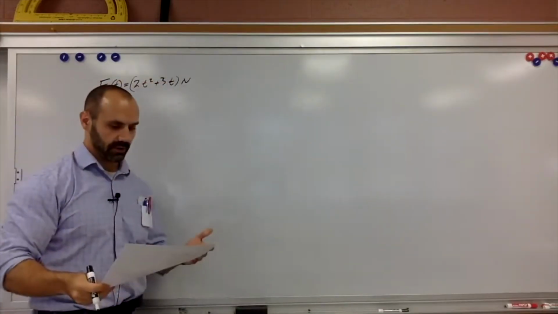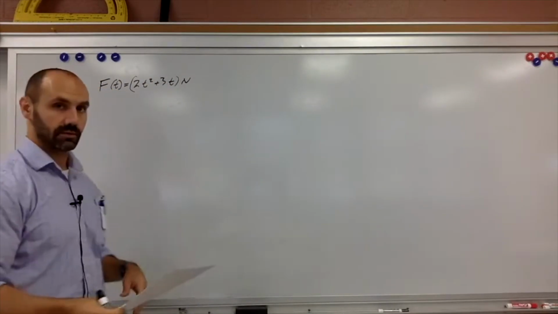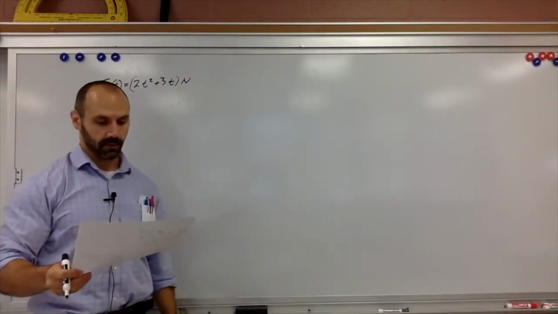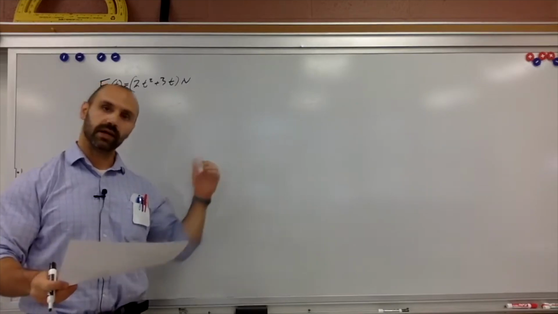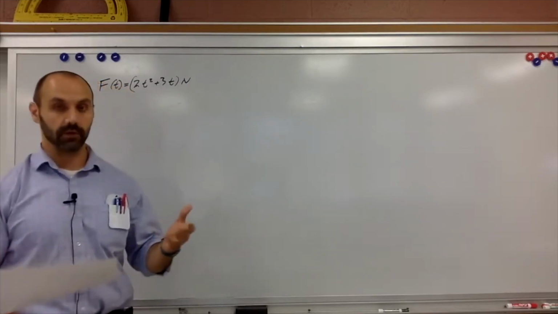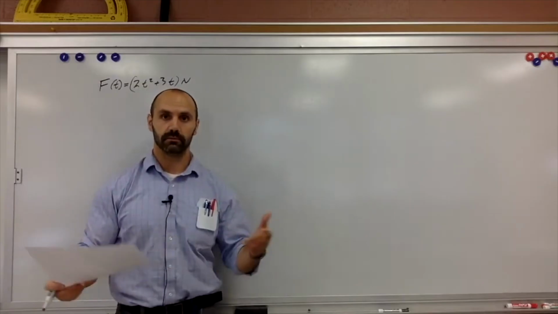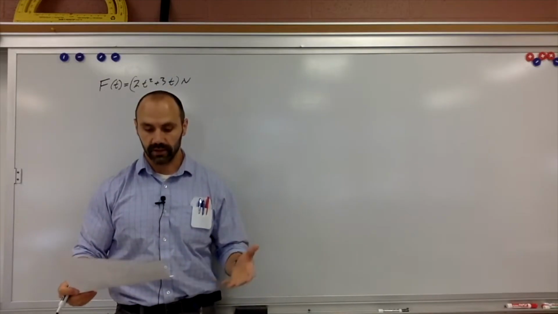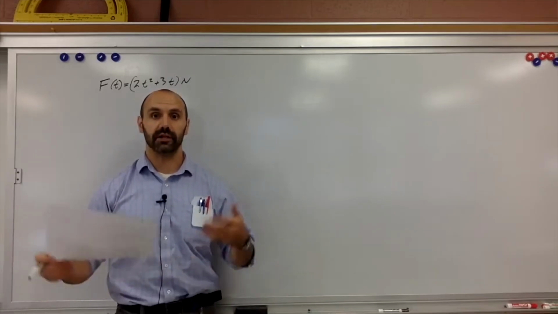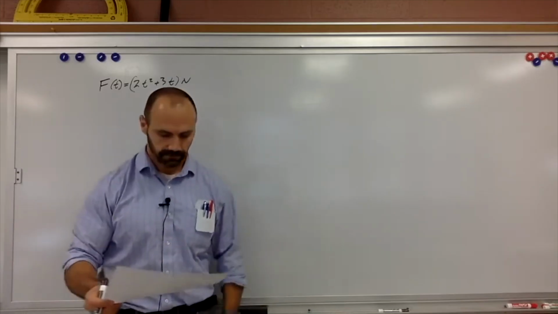Okay, in example 2, we're given this function of the force. Given this function of the force, we want to know what is the impulse on the body from 0 to 3 seconds. If we have the force function, we don't know what the initial and final momenta are unless they're given to us. So what we can find here is just the change in momentum. But what is the change in momentum? It's the impulse.